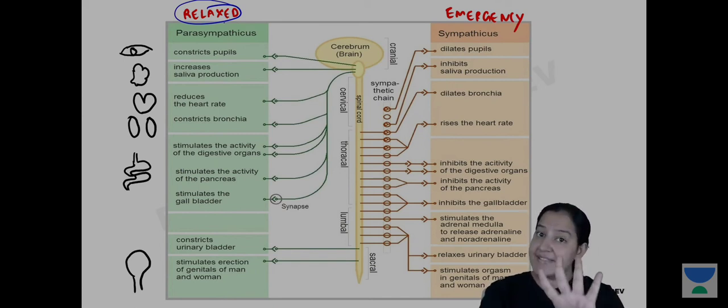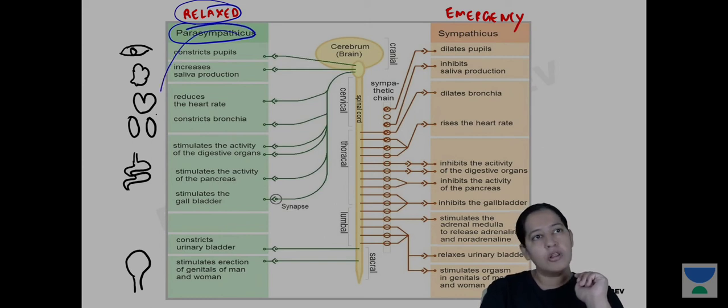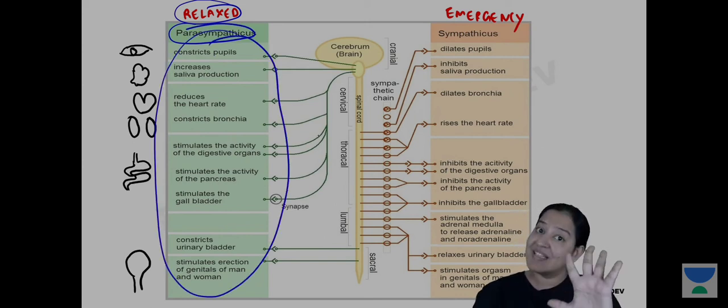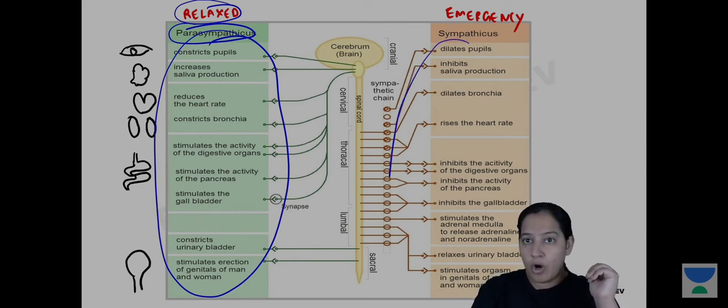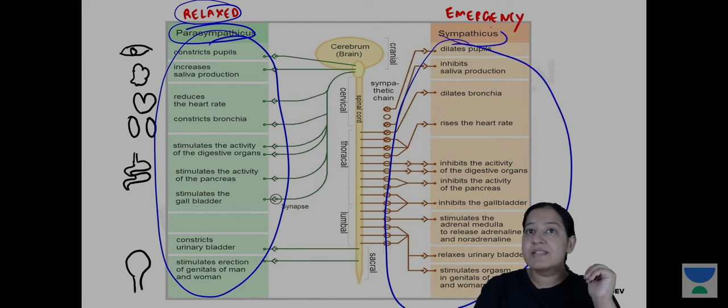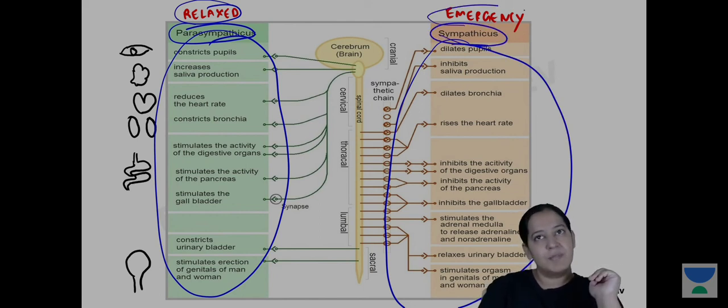So currently inside all of us, our parasympathetic system is stimulated in all the organs. But imagine a situation: there is a lion in front of me, there is a tiger in front of me. I have to save my life. My life is in danger. At that time, what will happen inside all of my organs? The sympathetic system will get stimulated. So the sympathetic system is the emergency system.